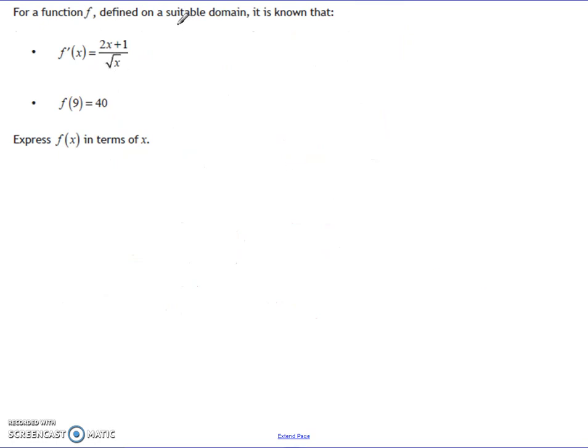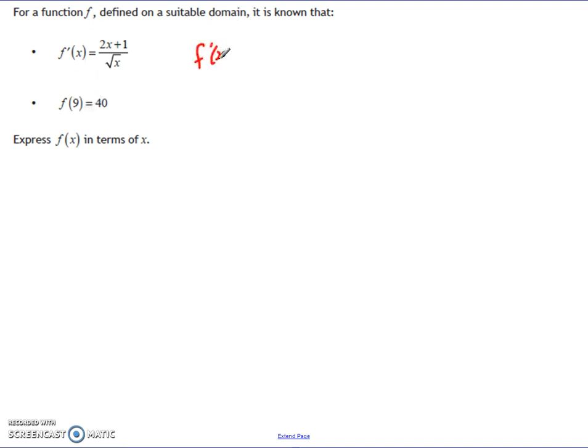Next one, so function f is defined in a suitable domain. It is known that f dash of x equals 2x plus 1 over root x. F of 9 equals 40, and f of x needs to be expressed in terms of x. So first thing we need to do, write f dash of x in a form we can integrate. Integrate it and we'll get a plus c, a constant, and then use this to eliminate the constant.